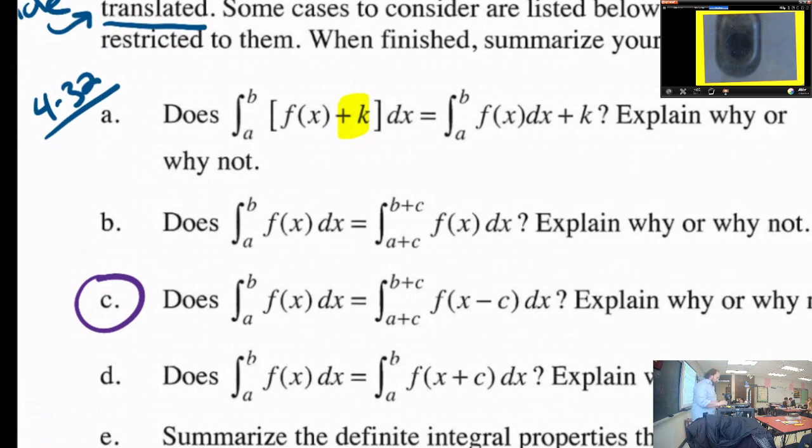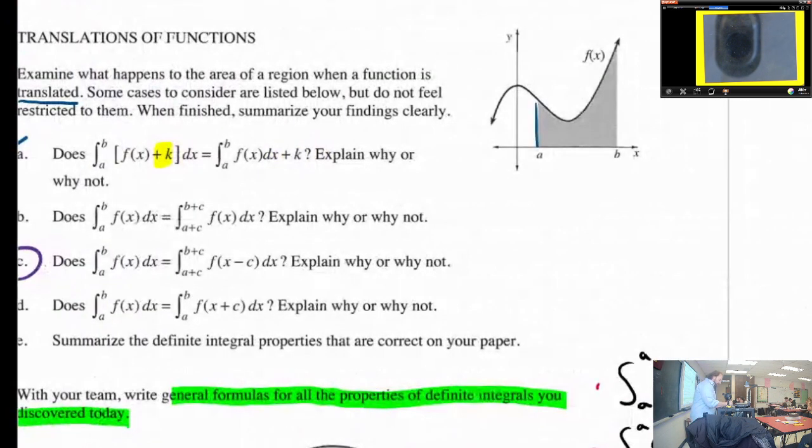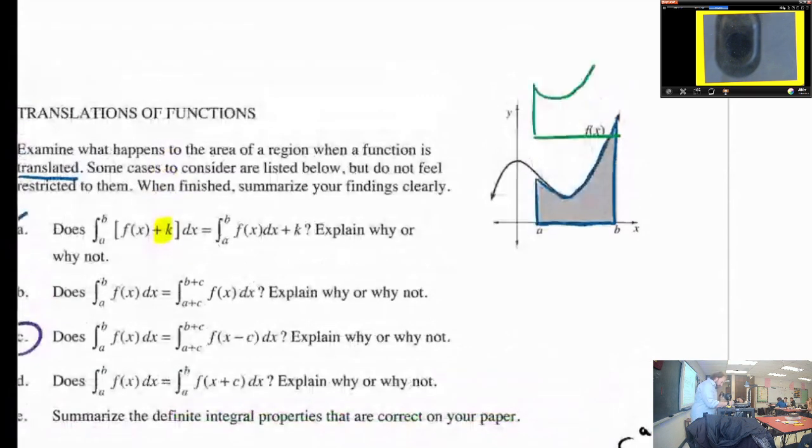Let's just draw a picture of it really quick, though. If I were to take this area here and add K to it, what would happen is it would all slide up. It would be a vertical translation. It would move up K number of spaces. So now what I would have is something like that green graph. The problem, though, is that the area under the curve now also includes all this stuff down here. So you don't just add on K. You have to add on K times the width of A to B. You have to add that whole rectangle on there.